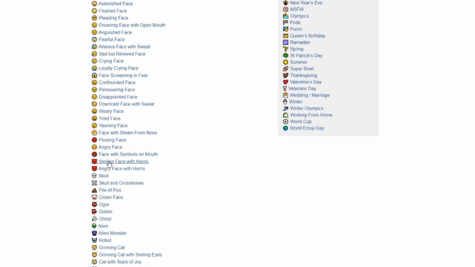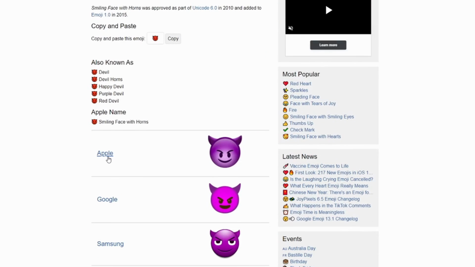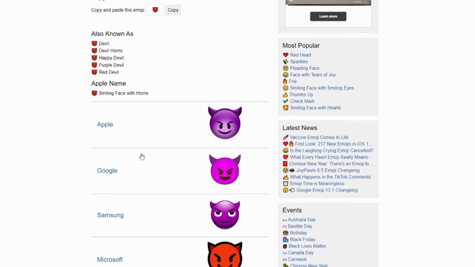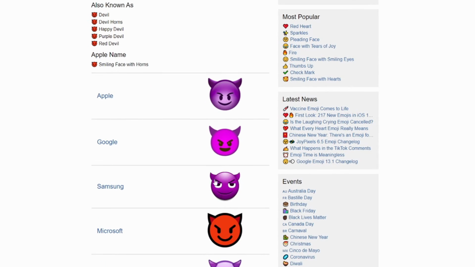Next, we're going to go to the smiling face with horns. Okay. So we've got some purple, we've got some red. I have no preference, but how can they mess it up? They've got plenty of wiggle room. They can make it red, they can make it purple. They can add white in the eyes. They don't have to, but they can. How are they going to mess this up?